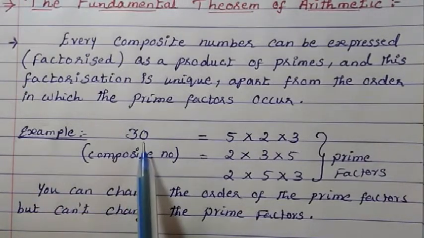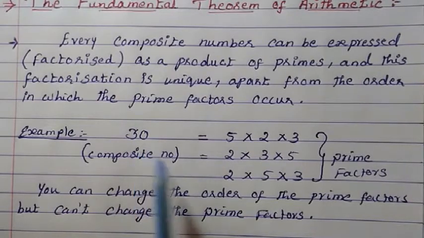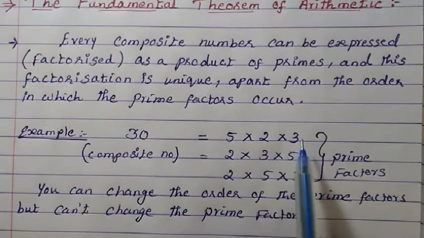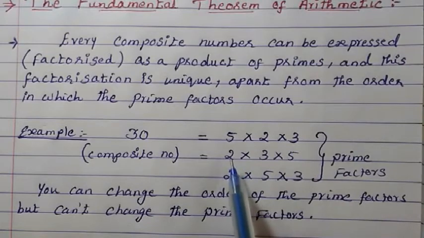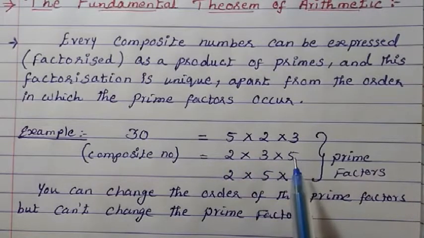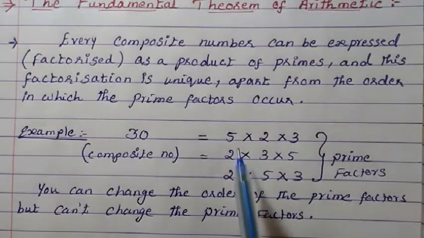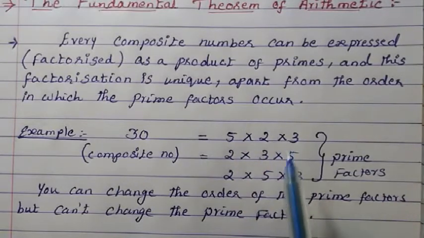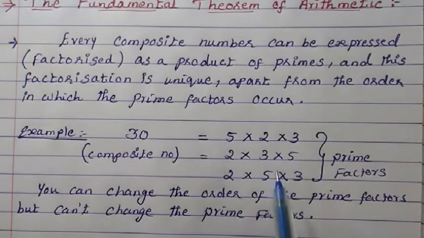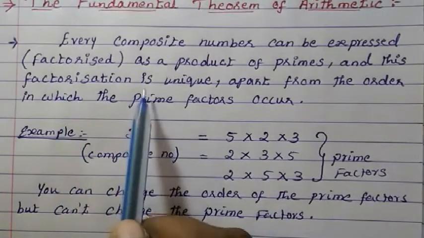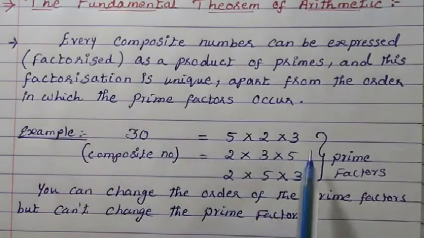For example, 30 we have taken. 30 is a composite number. Now, if you factorize the composite number 30, we will get the prime factors 5, 2, 3, or we'll get 2, 3 and 5, or 2, 5, 3, depending upon how you are factorizing. So when you are factorizing, these are the factors you will be getting, but what we are trying to tell you is the factorization is unique.